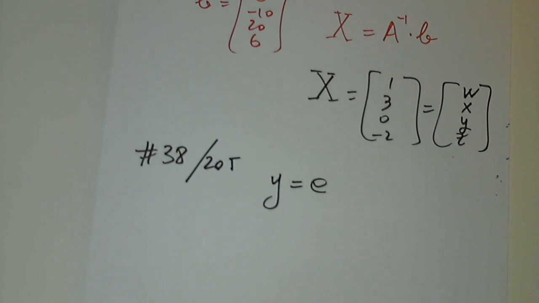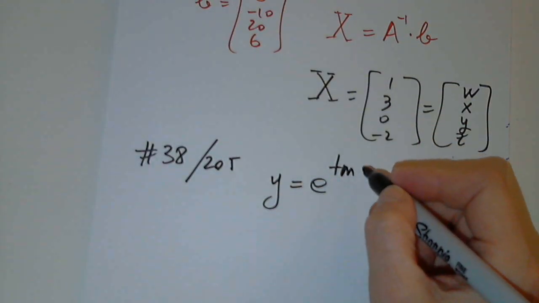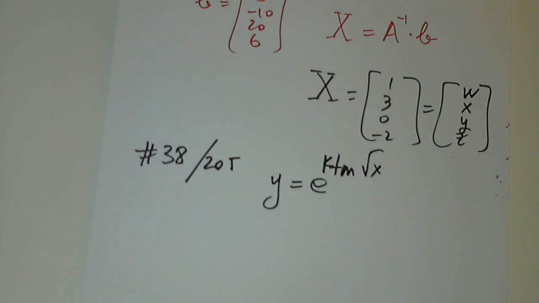So this is, I think, k tangent, right? K tangent the square of x? Okay, perfect.